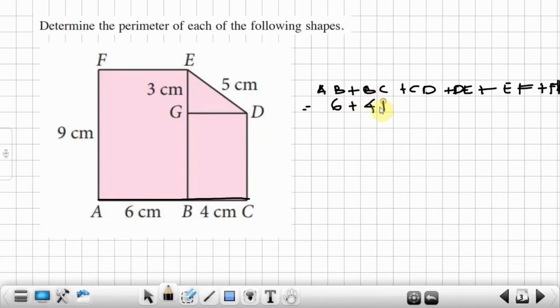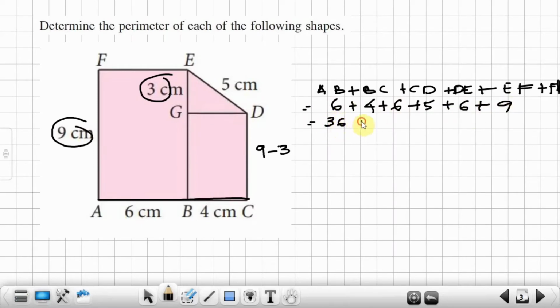BC is 4 plus CD is 9 minus 3. Okay, this is 9 and AF is 3. So 9 minus 3 is 6. Then 5 plus 5 plus, EF is equal to AB, which is 6 cm, plus 9 cm. The perimeter is 36 centimeter.